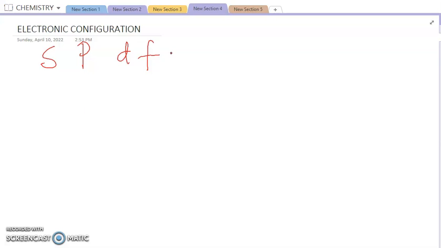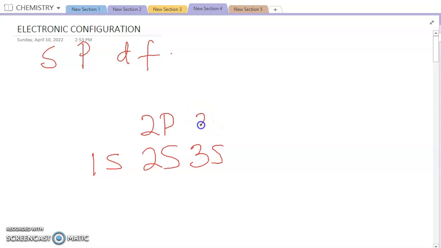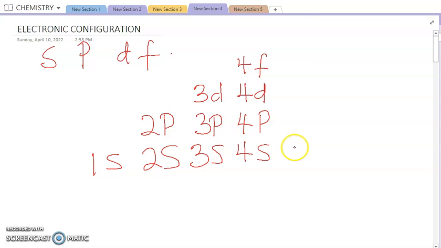Now, the first thing I want us to look at in this video class, before writing the electronic configuration of elements number 11 to 20, is what we call overlapping of orbital. How does orbital overlap? I will show you in this video. In the first shell, we only have one s. In the second shell, we have 2s and 2p. In the third shell, we have 3s, 3p, and 3d. In the fourth shell, we have 4s, 4p, 4d, 4f. In the fifth shell, we have 5s, 5p, 5d, 5f.